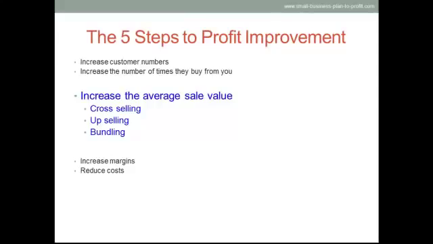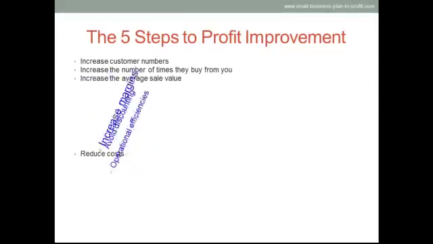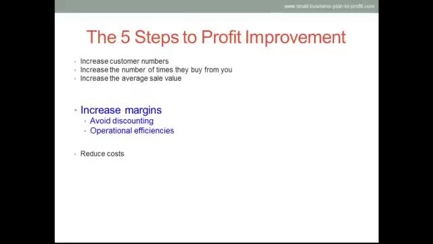So plenty of ways, not just these three, there's plenty of ways that we can increase the average sale value for each customer that comes in. The fourth way, or the fourth step to the profit improvement model, is about increasing the margins, and we'll talk more about this in module 3, where we'll look at driving operational efficiencies within a business.